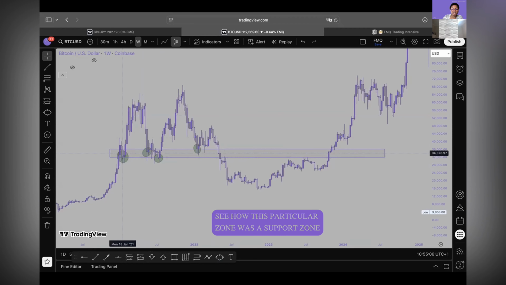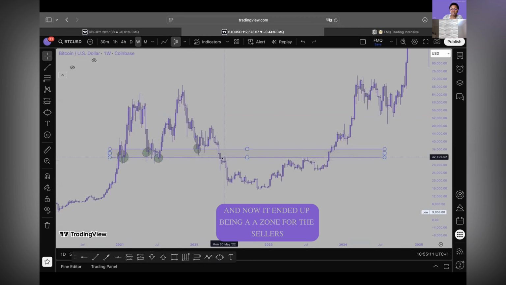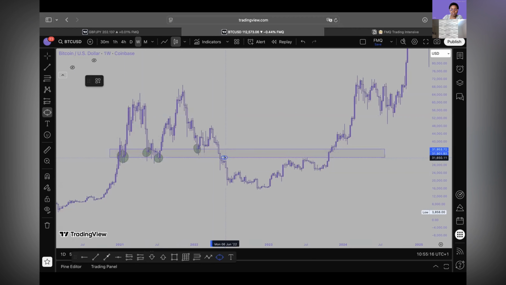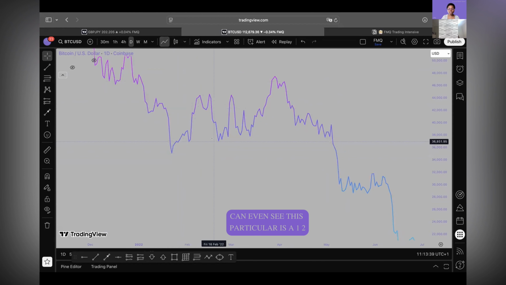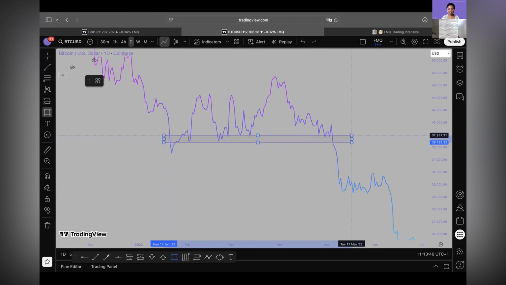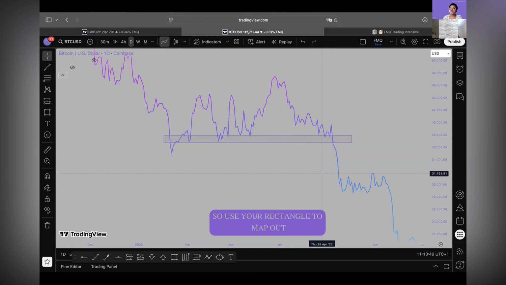See how this particular zone was a support zone or a demand zone for buyers, and now it ended up being a zone for the sellers. I'll even say this particular zone 1, 2, 3, 4. When you map out your rectangle, use your rectangle to map out support and resistance zones or supply and demand zones.